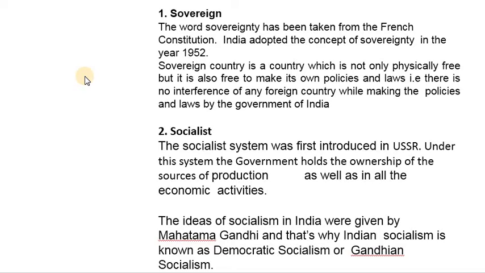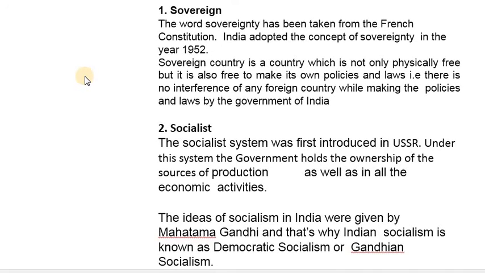Then the socialist. The socialist system was first introduced in the USSR. Under this system, the government holds the ownership of the sources of production as well as all the economic activities. The idea of socialism in India was given by Mahatma Gandhi, who took the idea of socialism from the USSR. That's why in India it is known as democratic socialism or Gandhian socialism.